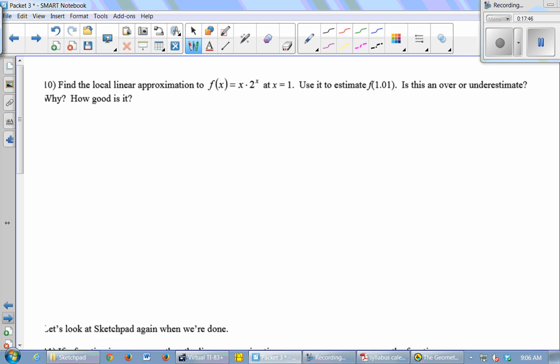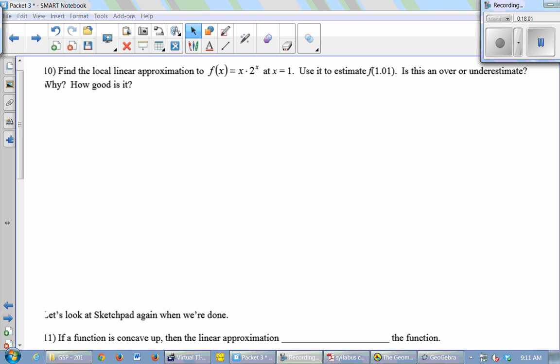All right, so time for you to do one for practice. Find the local linear approximation for x times 2 to the x and use it to estimate f of 1.01. Okay, so find the local linear approximation. That is fancy talk for the equation of the tangent line, right? So I'm looking for the equation of the tangent line to f of x equals x times 2 to the x at x equals 1.